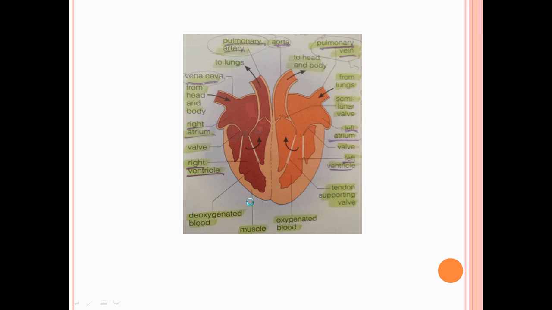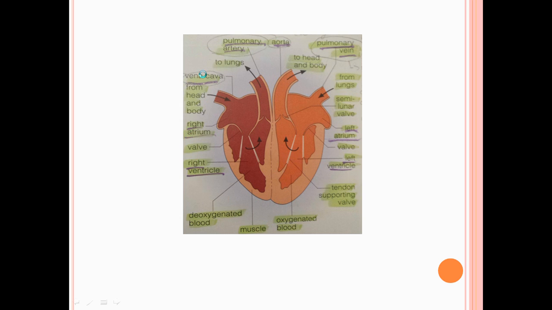So this side is the part where there's deoxygenated blood, and this side is the part where there's oxygenated blood. The deoxygenated blood is on the right side. The top part is called the atrium, and the bottom part is called the ventricle. The right side has the right atrium and the right ventricle. The left side has the left atrium and the left ventricle.